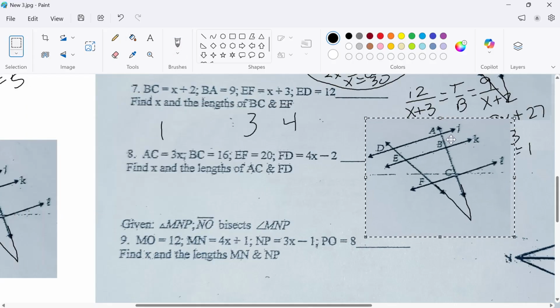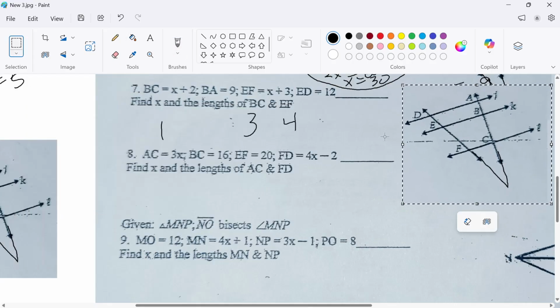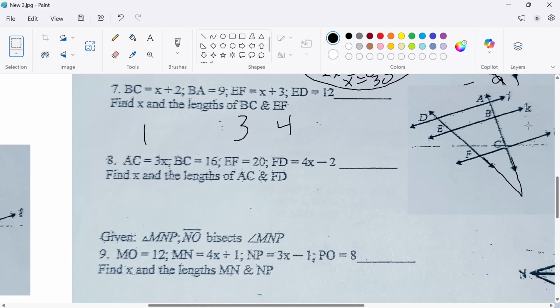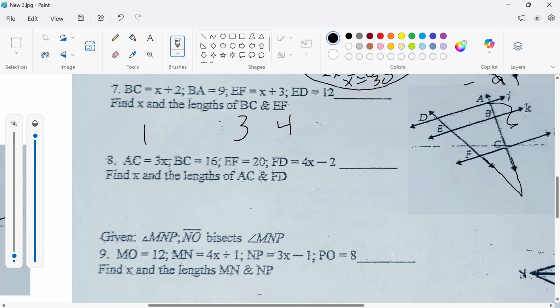Again, if you want to see the last problem, you'll have to rewind because I'm writing over it just to make room. AC equals 3x. The whole thing is 3x. BC equals 16. EF equals 20. And FD equals 4x minus 2. Find everything.